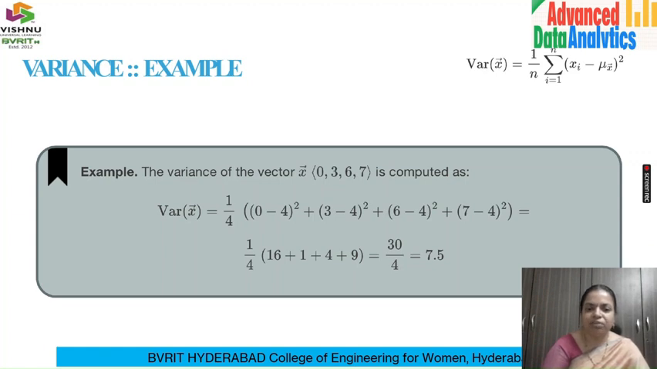The example of a variance is something like this. I have data of 0, 3, 6, 7. For that I can use the variance formula and find the variance value. The variance value we got here is 7.5. So we can say that the variance between my data points is 7.5.